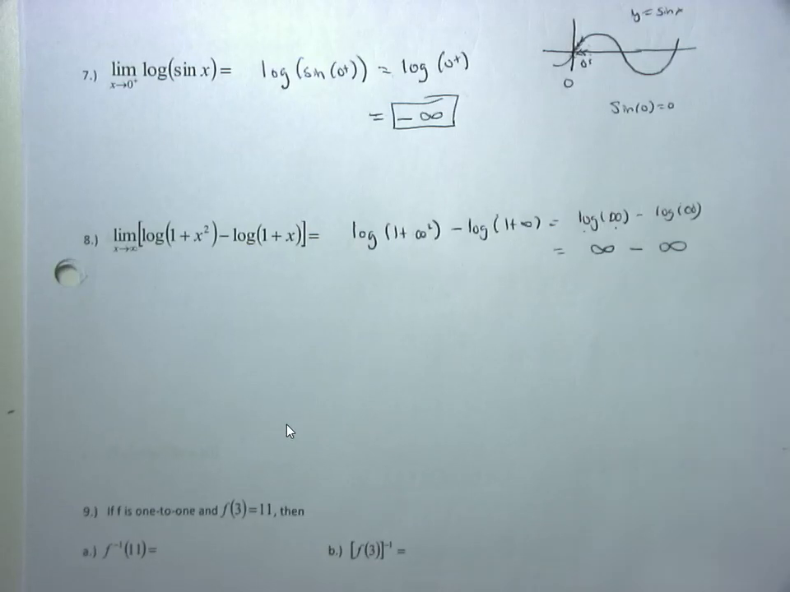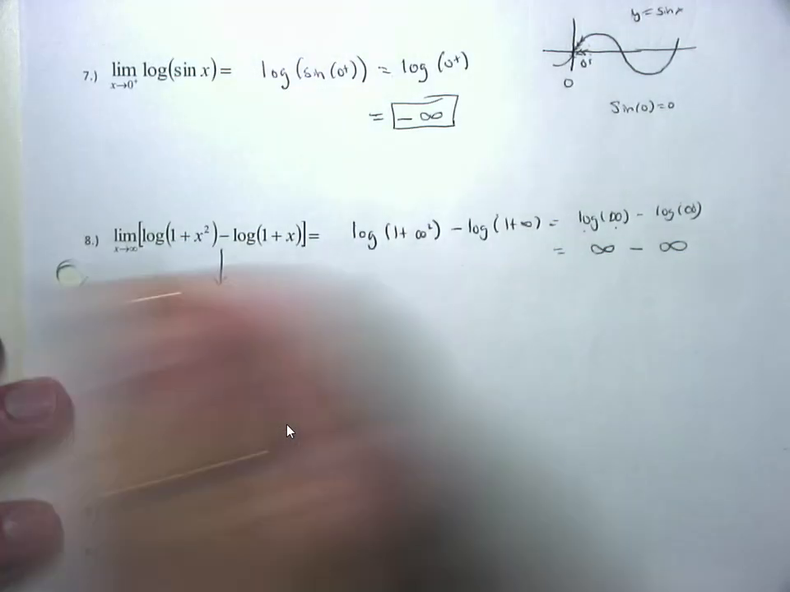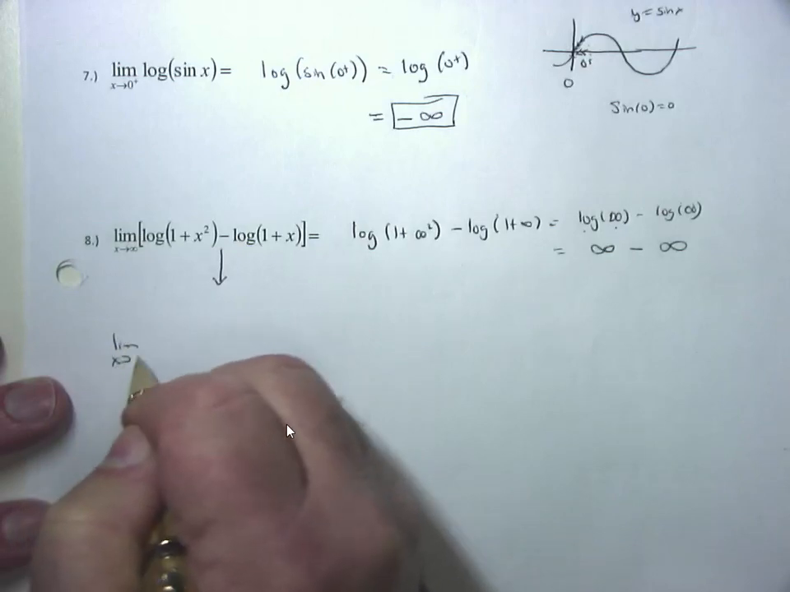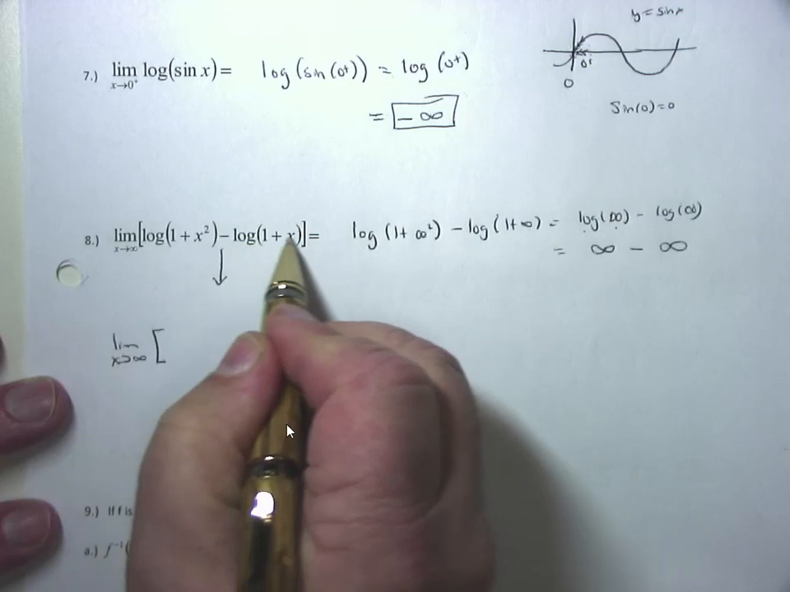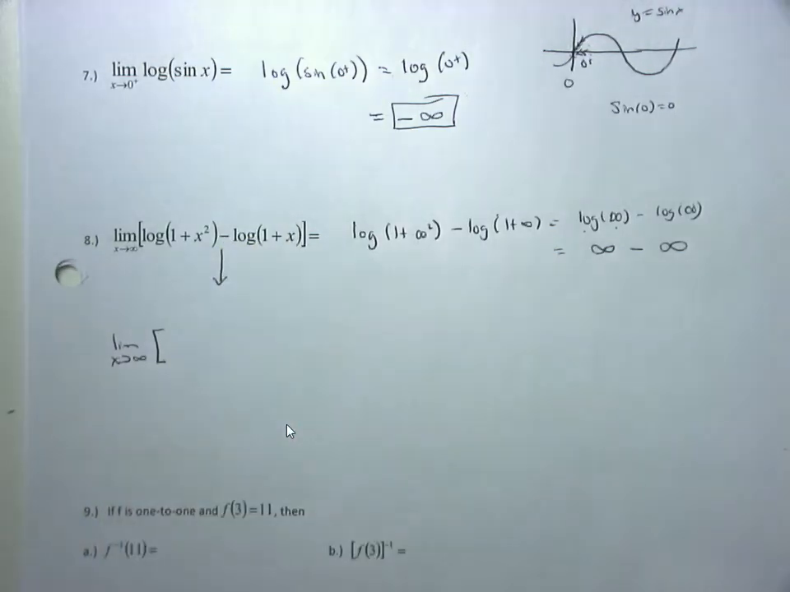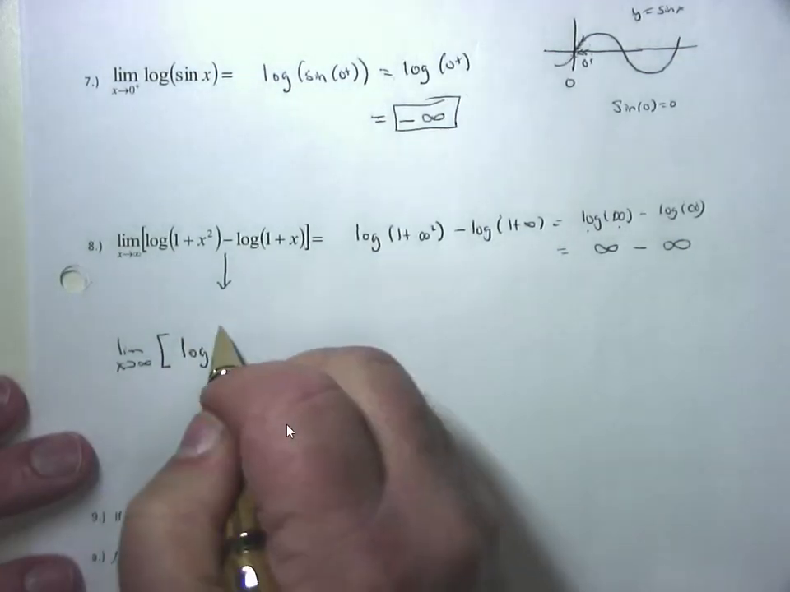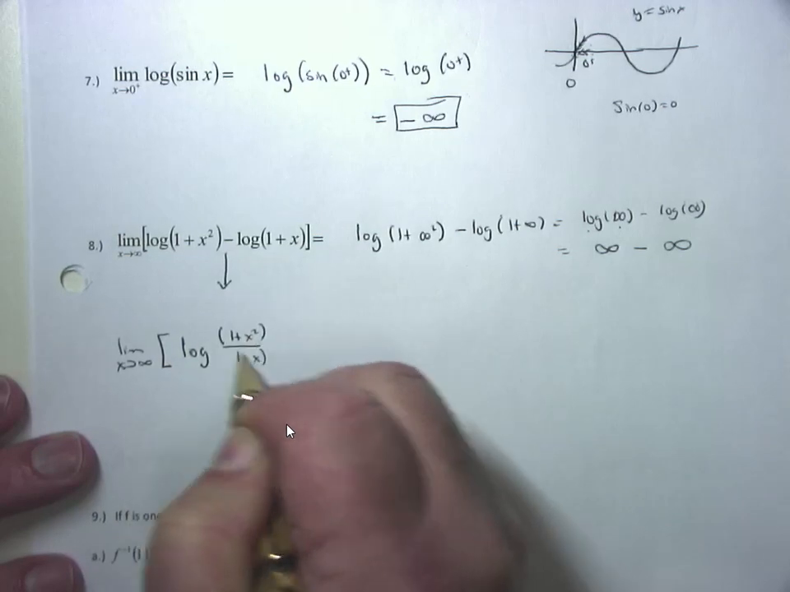So the trick on this one is this. Use your log properties. According to log properties, when I take the limit as x approaches infinity of the log of 1 plus x squared minus the log of 1 plus x, when I subtract logs, subtraction turns back into what? Division. So this will be one big log, log base 10 of 1 plus x squared divided by 1 plus x.